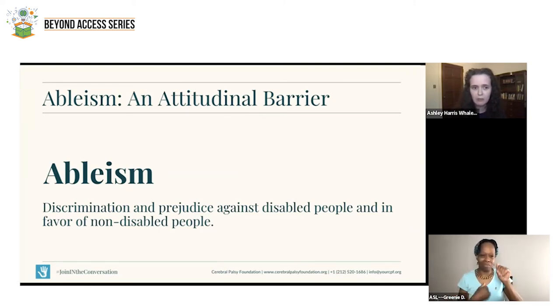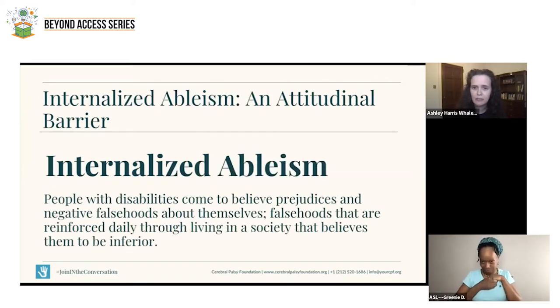And a consequence of ableism, which is really unfortunate, is internalized ableism. Internalized ableism, like I said, is a direct consequence of ableism and of all of these barriers that are everywhere. So what internalized ableism is, is when people with disabilities start to believe prejudices and negative falsehoods about themselves. Think things like you're a burden, you're a drain on resources, you ask for too much, you're too much trouble. All of these negative mentalities become ingrained in a person because they're reinforced day in and day out by our society, be that directly or indirectly.